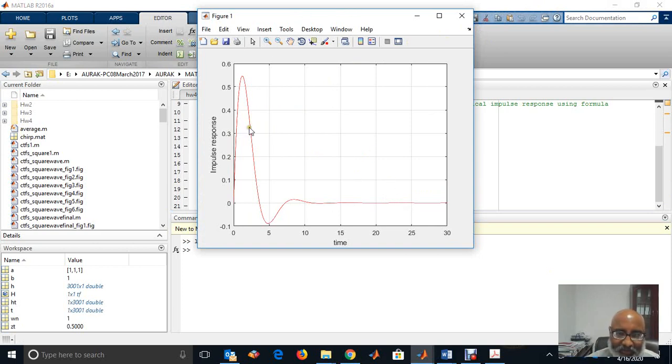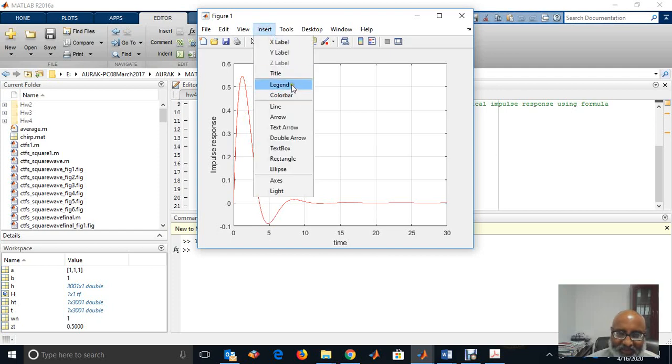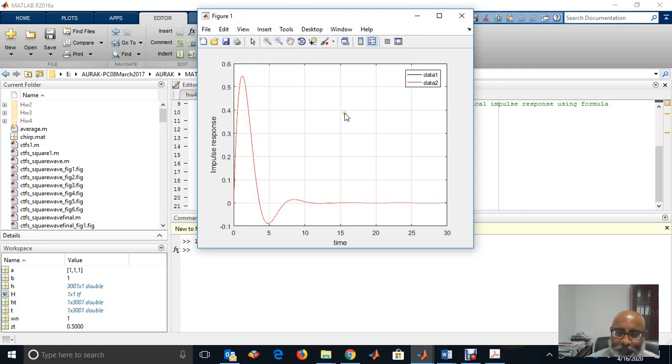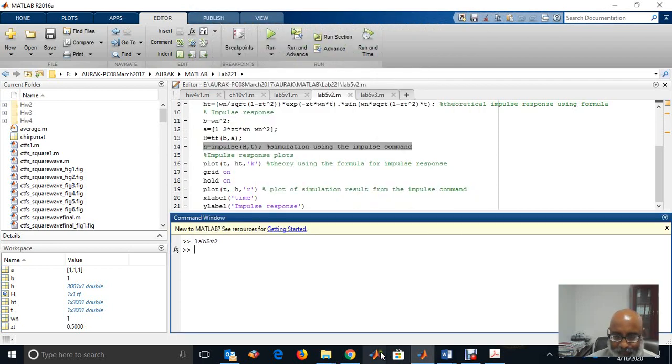Now you see this is the curve. The black and the red overlap, so that means I am correct. As you see here, insert legend. In the legend you have black color, which is below, and red color on top of the black. The black color is the theoretical result from the mathematical equation. The red color is the result from the MATLAB impulse function. So the two are the same. This way I proved that the theoretical, mathematical formula is the same as the simulation.